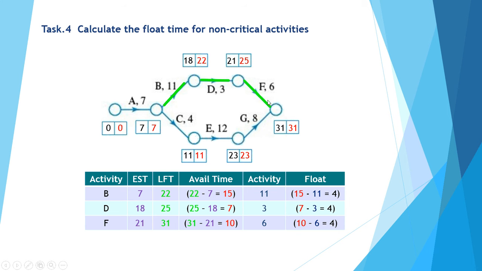And finally, activity F. It has an early start time of 21 and the latest completion time or latest finishing time of 31. So 21 from 31 gives me 10 days available to complete activity F. Activity F only requires 6, so there are 4 days of float available in activity F.